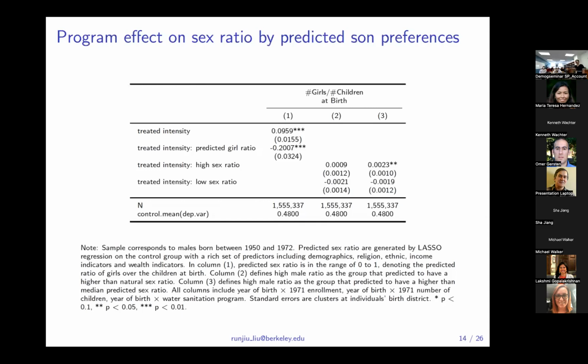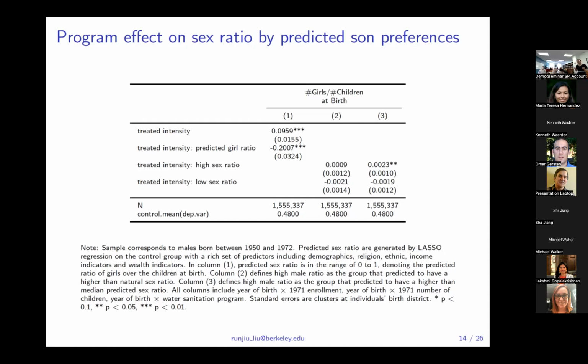So this graph presents a lasso specification. Here I'm predicting the growth ratio by the lasso approach with a rich set of predictors, including demographics, religion, ethnicity, income indicators, and wealth indicators. In column 1, the coefficients are a little bit hard to interpret, but one thing I want to emphasize is the significant negative coefficient of the interaction between the treatment intensity and the predicted growth ratio. That negative coefficient tells us there's a strong negative relationship between the baseline sex ratio and the treatment effect, which means if at baseline you're not doing well, then the education is helpful.